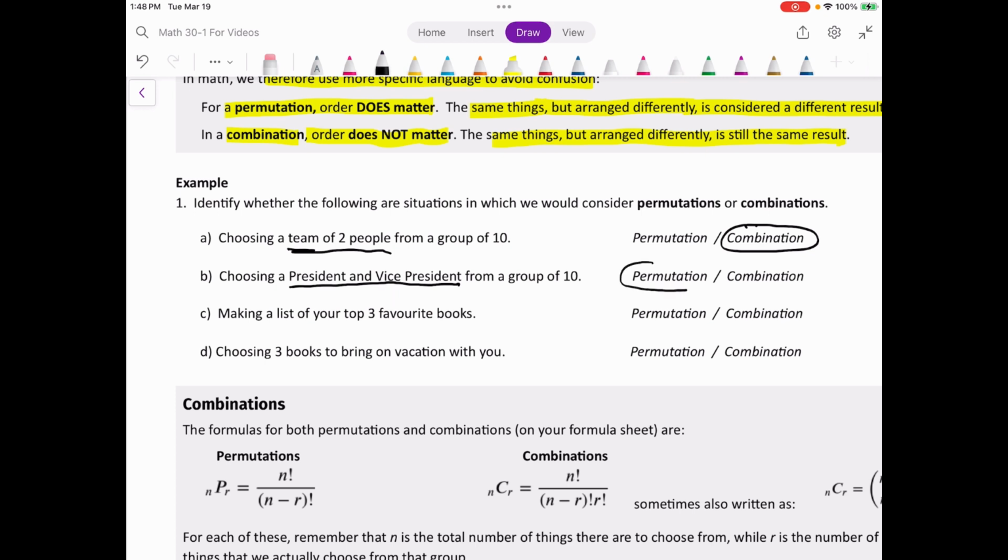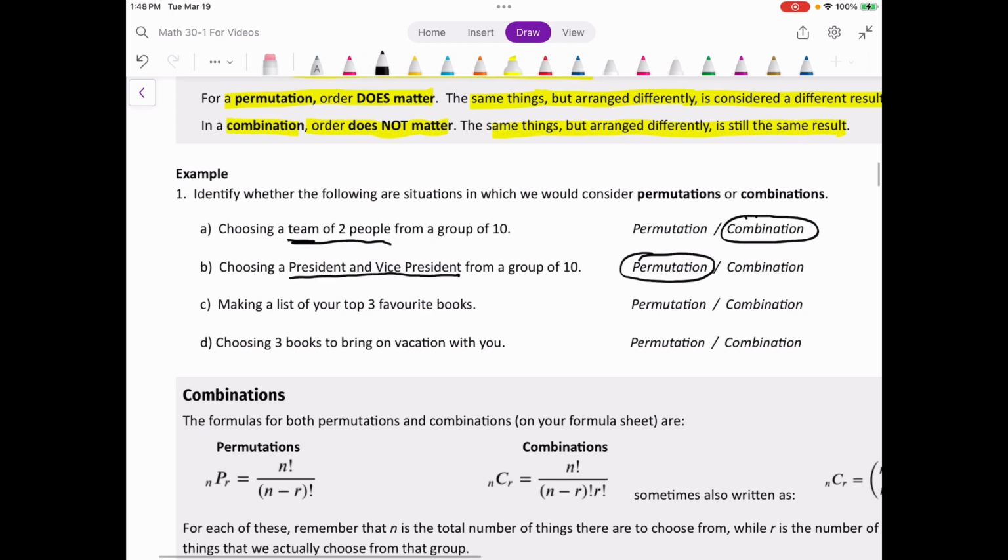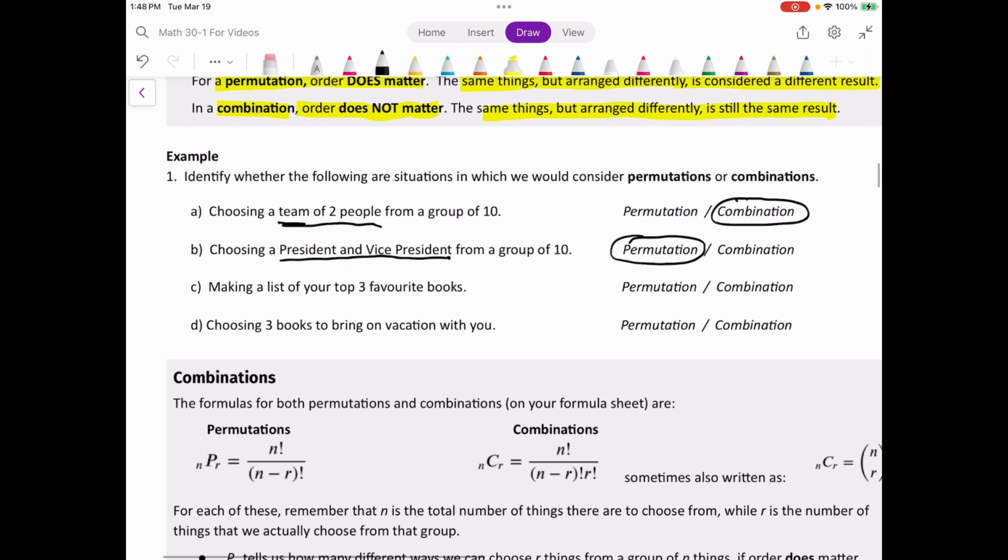That's a permutation. The same things, but in a different order, the same things arranged differently, is actually a different outcome, right? President and vice president would be switched around. Order matters there. That's a permutation, right?